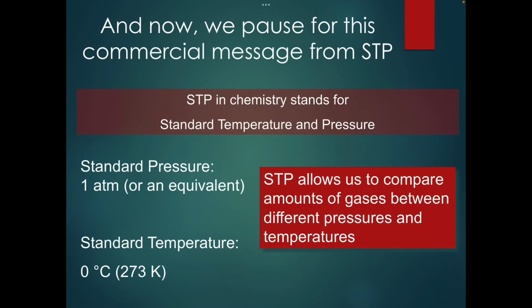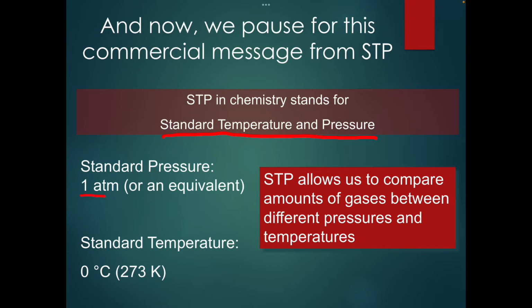All right, so now we're going to talk about STP. So STP in chemistry stands for standard temperature and pressure. And so standard temperature and pressure allows us to compare our amounts of gases between different pressures and different temperatures. Remember, I told you that chemistry is a universal language, and because of that, chemistry is done worldwide. And we need to have a set of conditions so that I can compare my results here in California with somebody, say, in Germany or in China, right? We need to be able to compare our results. So this set of conditions, standard temperature and pressure, allows us to do that.